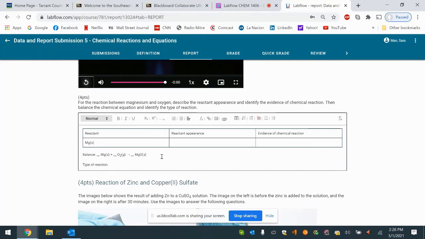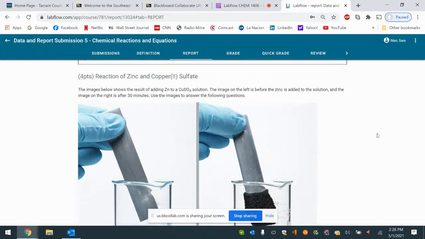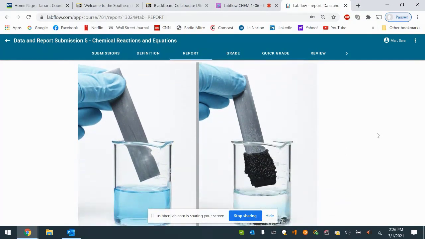How many products do you have? Okay, so I will let you think about it. How about the reaction of zinc and copper? This is number 2.